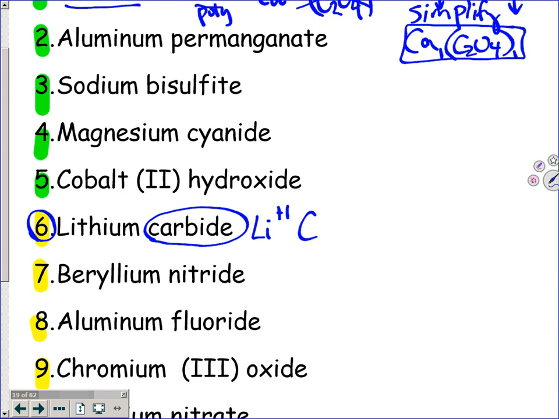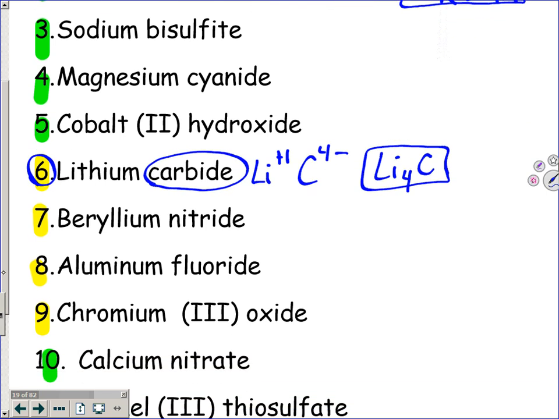What is its charge? No one said +4, right? I know it could be plus or minus, but we're not going to say plus because we already have a positive charge here. Two positive charges don't get together. So it's 4 minus, correct? Crisscross, what do you get? C, 1, right? I'm just going to put C. Lithium carbide, right there. Okay? Do 8.